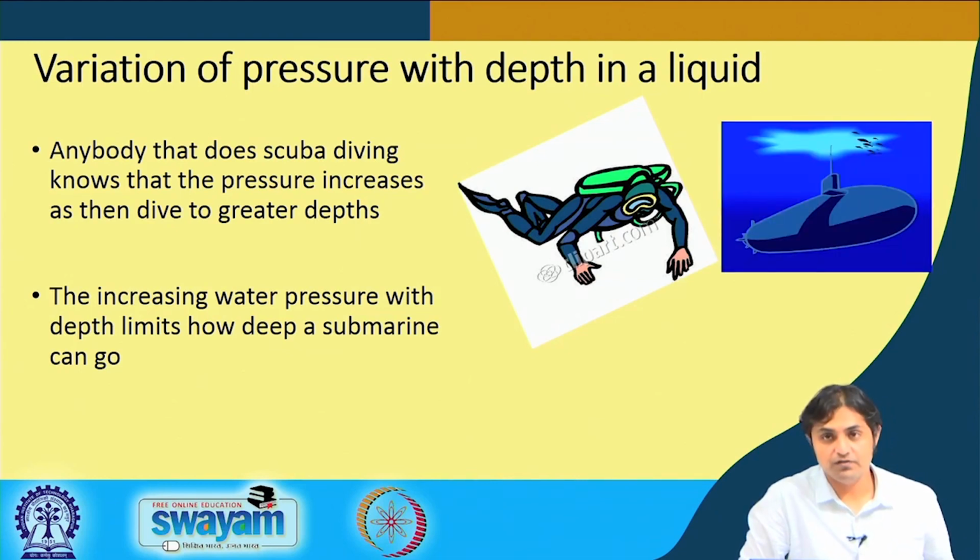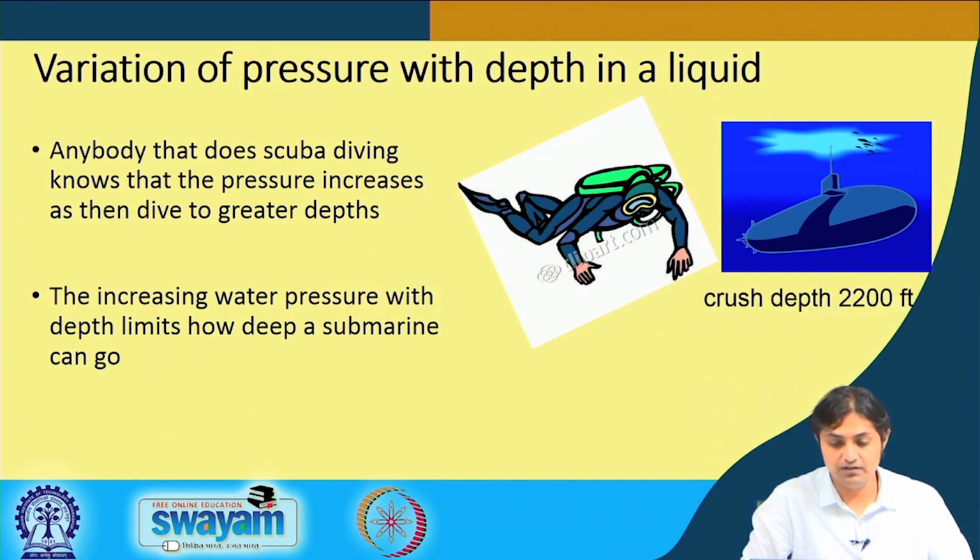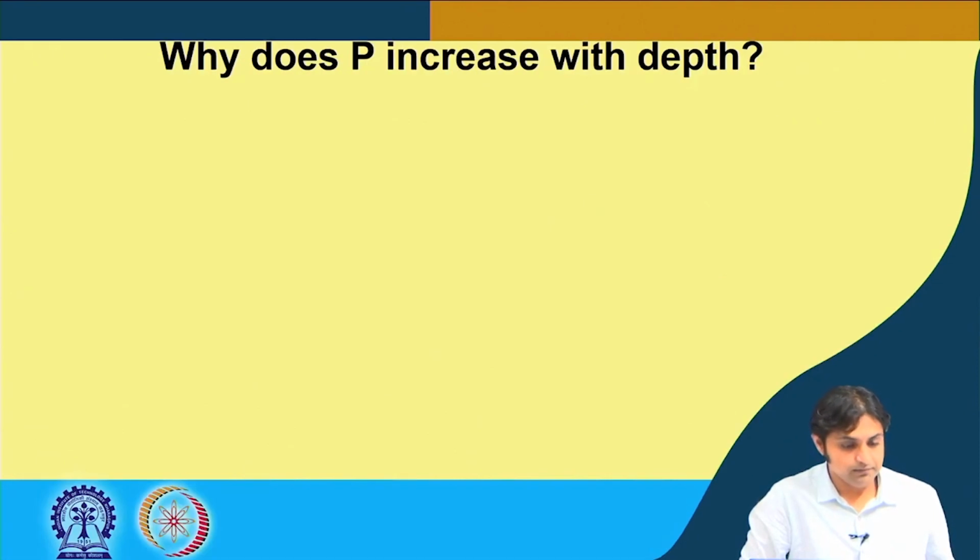Many of you might have observed this. In this case, the crush depth of 2200 feet is for this submarine. So if the submarine goes below that, due to the pressure of the water above the submarine, the submarine can crush. Now the important question is, why does pressure increase with depth?